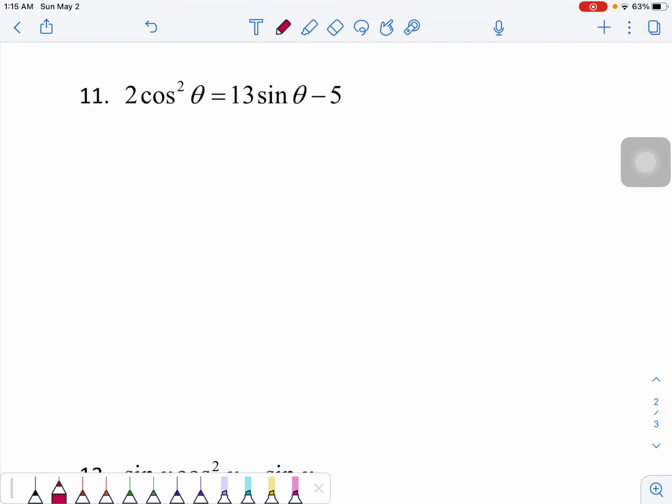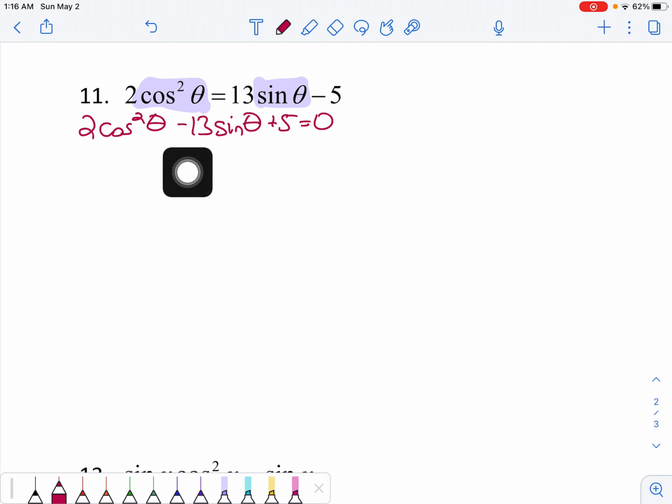We have a small problem here because we have both cosine squared and we have a sine equation. All right, that's going to cause some concern. I am going to move everything to one side because it is cosine squared. So this is going to be 2 cosine squared theta minus 13 sine theta plus 5 is equal to 0. Now, there's no way for me to factor this as it's written. So what I want to do is get this whole equation into terms of sine.